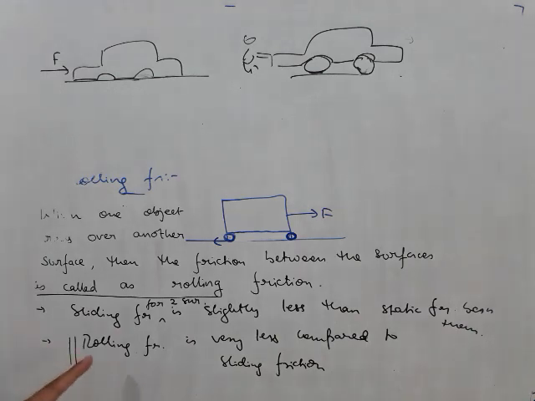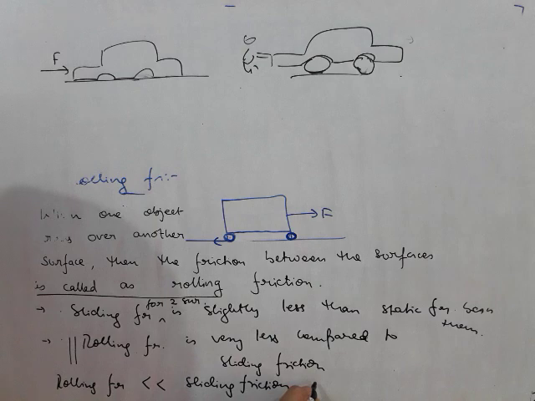What is the reason for that? The reason is that rolling friction is very less compared to sliding friction. Now if I combine these two statements, I can write: rolling friction is very, very less. If it is less, I will write one symbol like this. If it is very less, I will use this symbol. What is the meaning of this? It is very, very small compared to sliding friction. Is it clear, students?